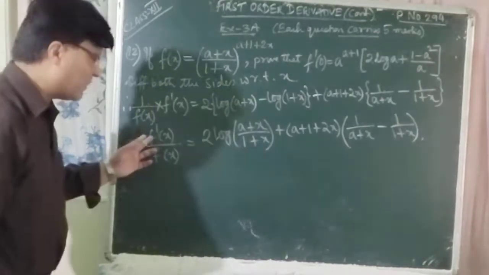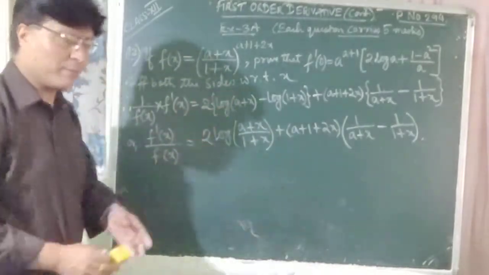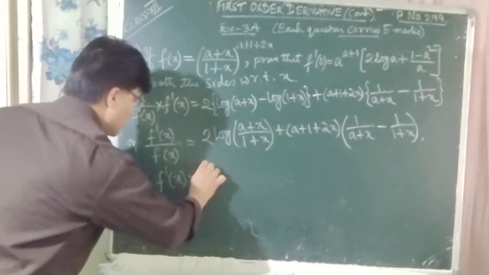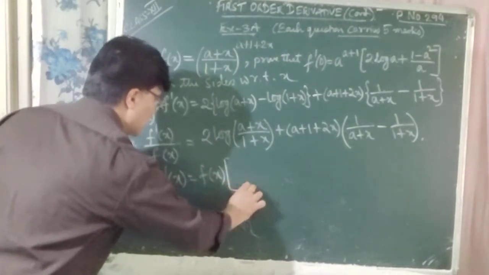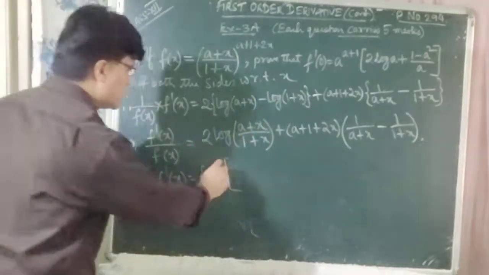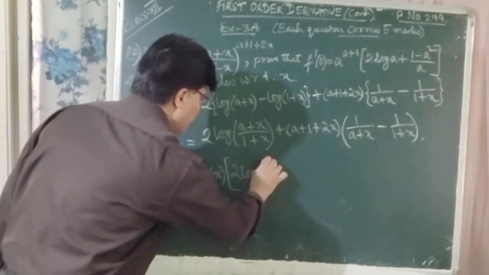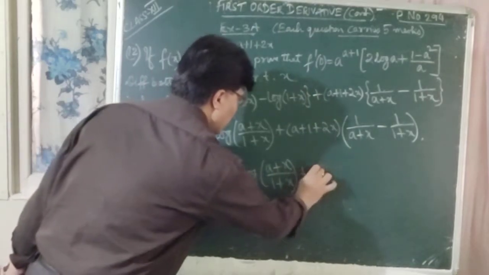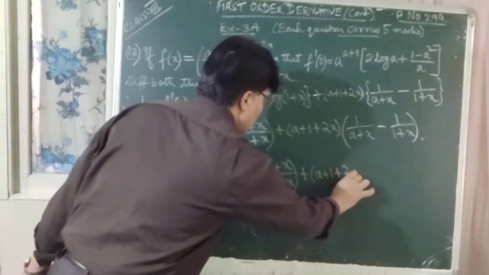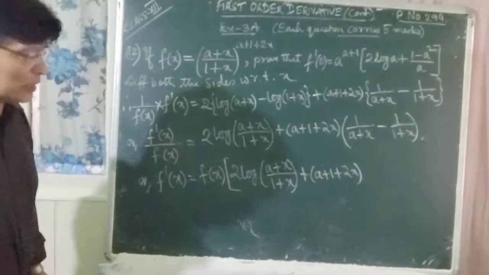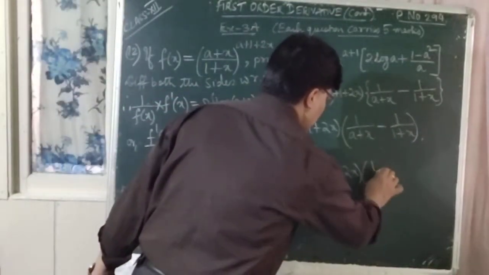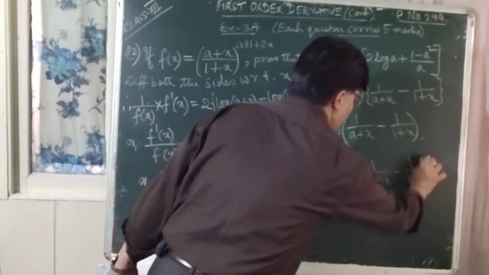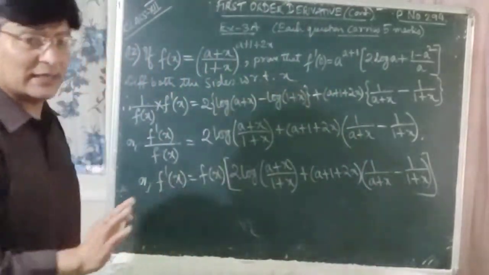So next, what will you do? Now we have to get only the value for f dash of x, so cross multiply. So f dash of x is equal to f of x, and within third bracket, write down all these terms. 2 log of a plus x divided by 1 plus x plus a plus 1 plus 2x, right? And within bracket, what do we get? It is 1 upon a plus x minus 1 upon 1 plus x. So is that clear now?